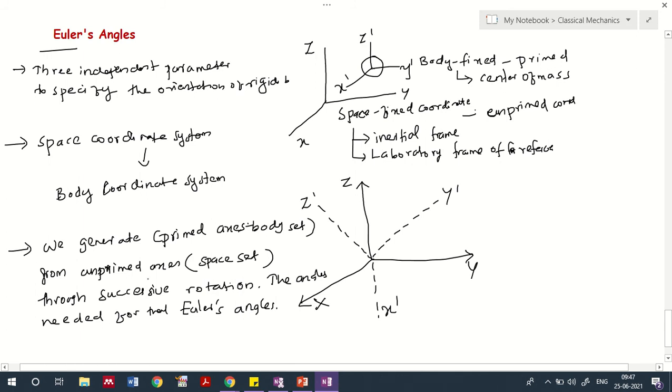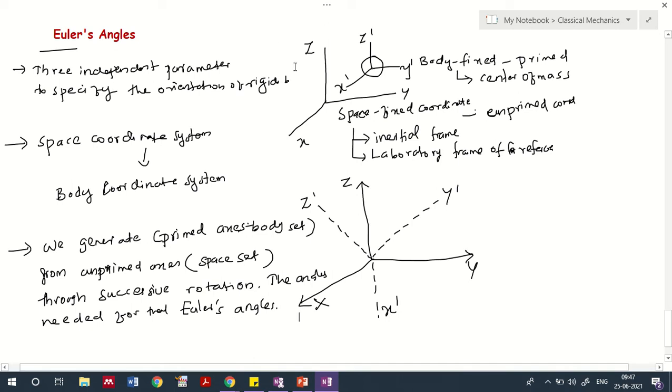So in order to generate a primed axis, or a body set of coordinates, from an unprimed axis, we use the successive rotation method. Through that, one can transform an unprimed axis to a primed axis, that is, a space set of coordinates to a body set of coordinates. I repeat, a body set of coordinates is fixed to a particular body, and space fixed means the initial frame of reference, like an observer's point of view, as I said yesterday. We see an object somewhere over there.